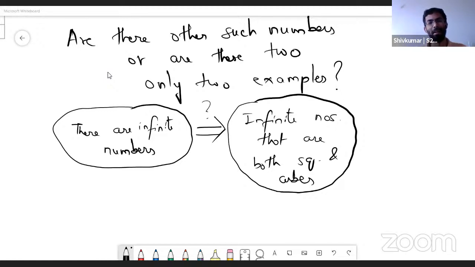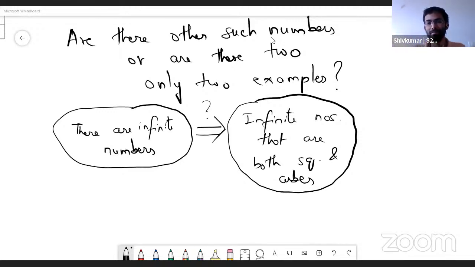Okay, great. Fine. So there are several classes of interesting problems in math where these kinds of questions come up, right? Can you think of any other question which asks if there are infinitely many such numbers that comes to your mind?